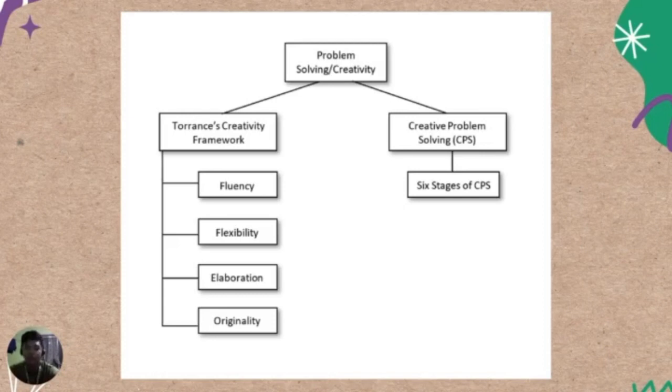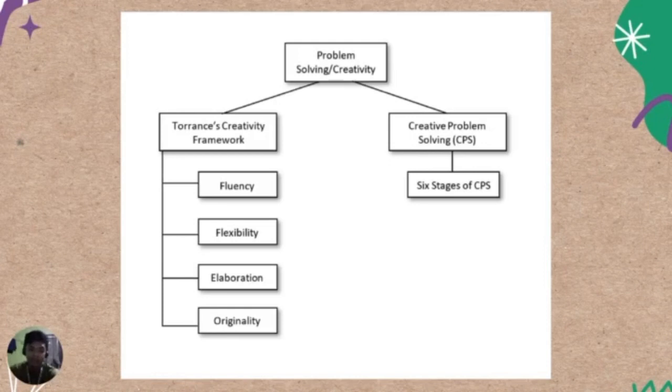The Torrance framework, developed by psychologist Edward Paul Torrance, is a model that aims to understand and assess creative thinking. Torrance's work on creativity is extensive, but one of his most well-known contributions is the Torrance Test of Creative Thinking, or the TTCT, which includes various measures to evaluate different aspects of creativity.